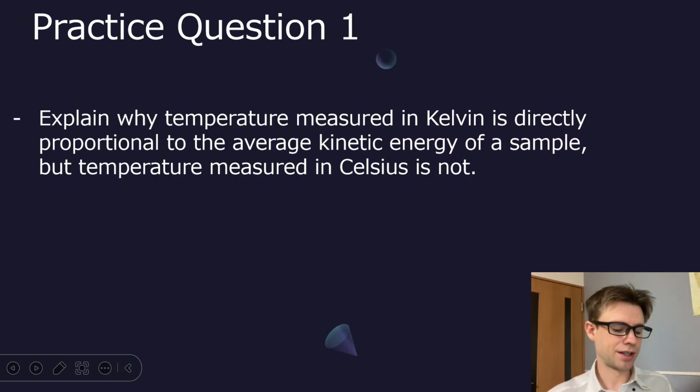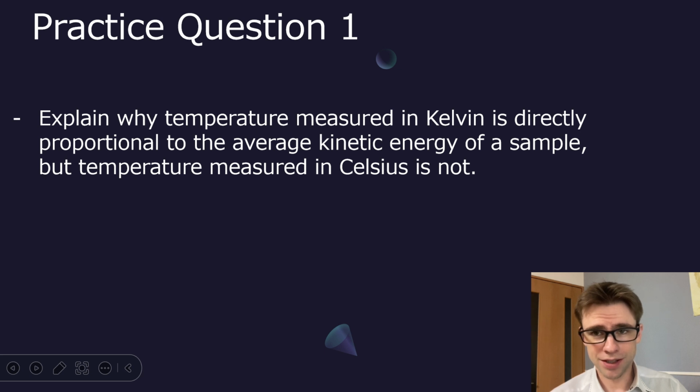Practice questions. Let's try. Explain why temperature measured in Kelvin is directly proportional to the average kinetic energy of a sample, but temperature measured in Celsius is not. So there's several ways to answer this. But I would say direct proportionality has the property that when you double one of the variables, the other doubles. When you half one of the variables, the other halves. And this is not true when you compare Celsius to average kinetic energy, okay?